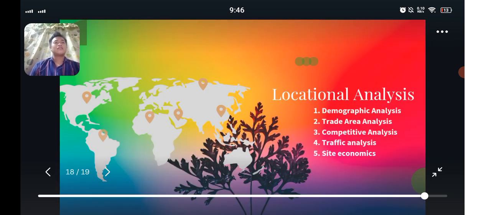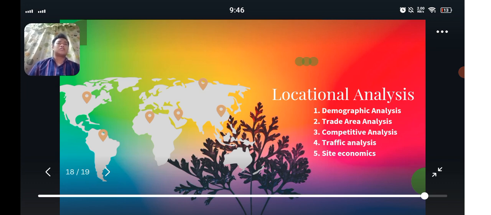Next is location analysis. It includes demographic analysis, the first one. It includes an analysis of the local population demographic, including total population, age distribution, level of education, occupational structure, and the last one is per capita income, etc. So that's for demographic analysis.